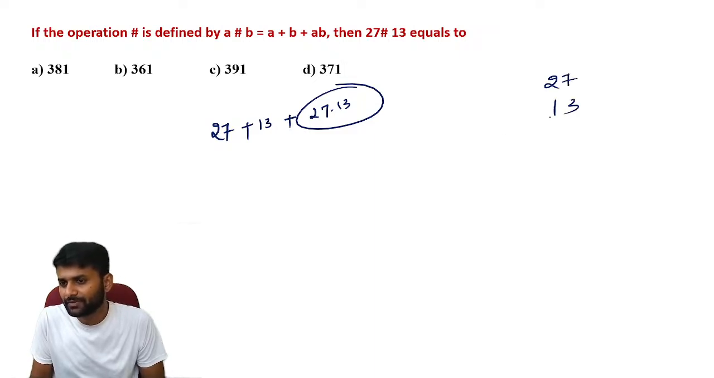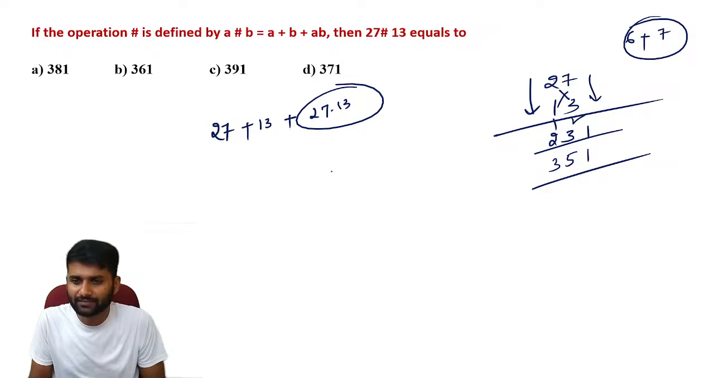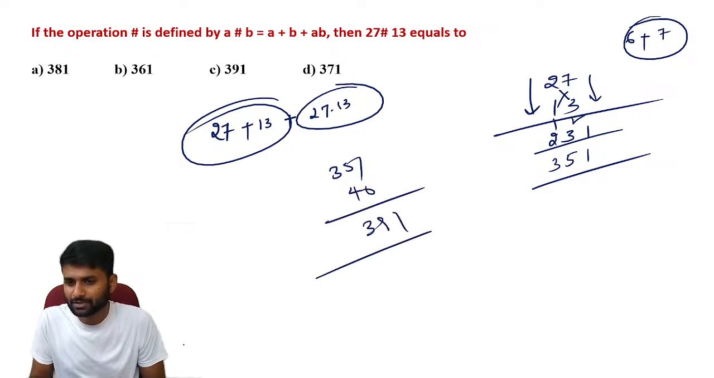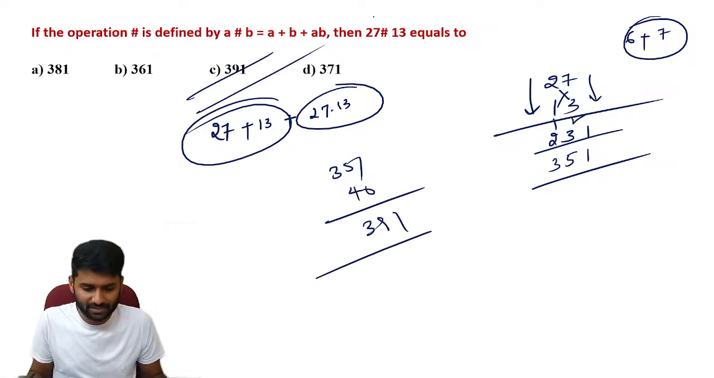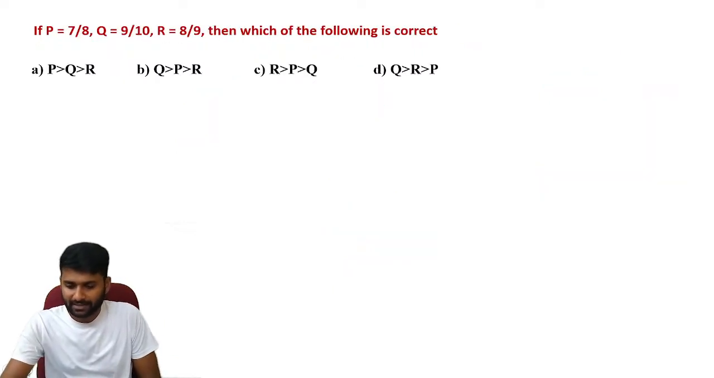Let's go through the simplification here. 27 times 13: 7 into 3 is 21, cross multiply 2 into 3 is 6, 7 into 1 is 7, and the sum of these is 13, then 2 into 1 is 2. Finally, 351. And the sum of these two values, 27 and 13, is exactly equal to 40. Then the total value becomes 391. It's a simplification. Simple. Next.